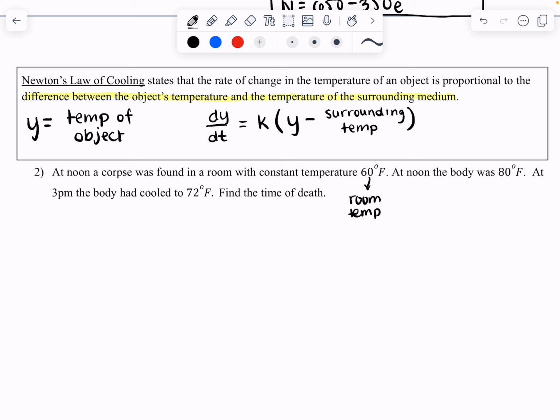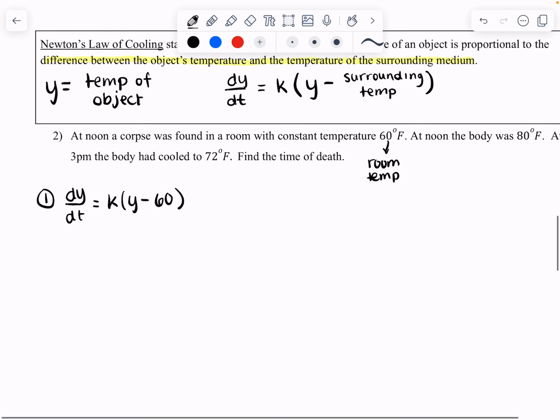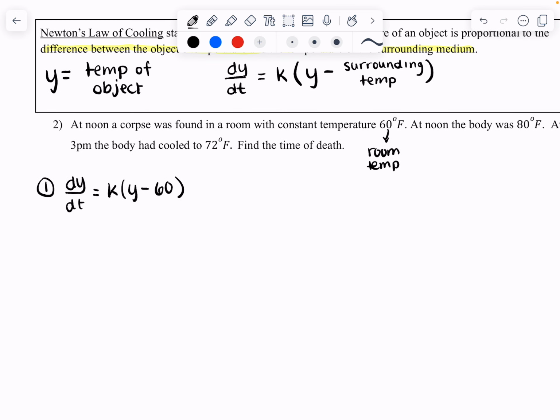We can start by writing our differential equation. So step 1, set up your differential equation. dy dt equals k times y minus the surrounding, so y is the temperature of the body, okay? We're going to try to find the time of death, so we're going to be solving for a time. And then the room's temperature is 60 degrees, so it's going to be y minus 60, y minus the surrounding temperature. Okay, now we're going to solve this first, this differential equation.